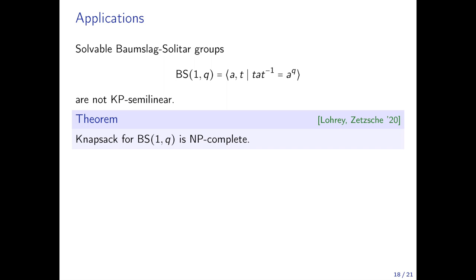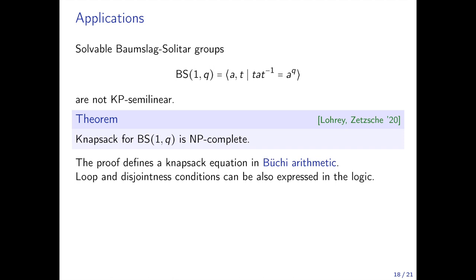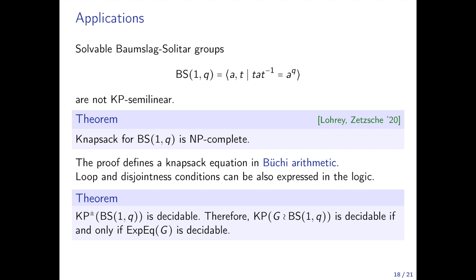And the proof goes by encoding a knapsack equation in Büchi arithmetic. This is a decidable extension of Presburger arithmetic. Now, if you look into the proof, then you can see that loop and disjointness conditions can also be expressed in the logic. And this shows then that the intersection knapsack problem is decidable for BS(1,q). And therefore, the knapsack problem for wreath products of G with BS(1,q) is always decidable if and only if solvability of exponent equations over G is decidable.